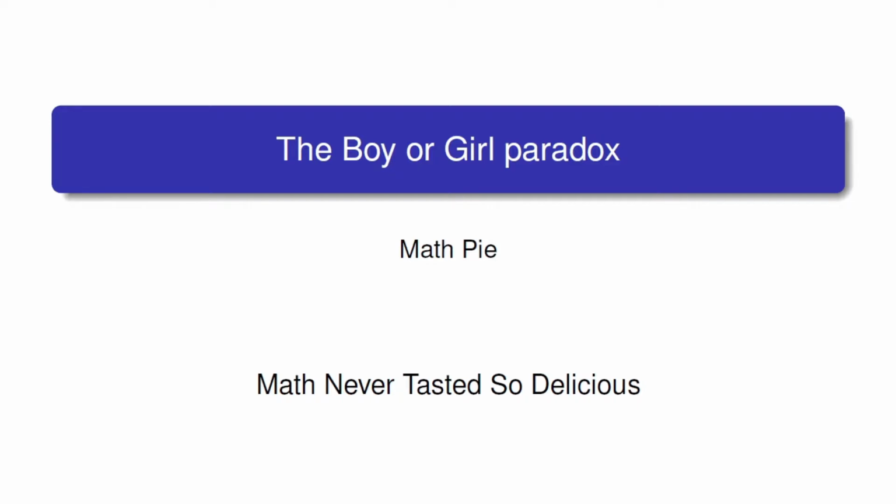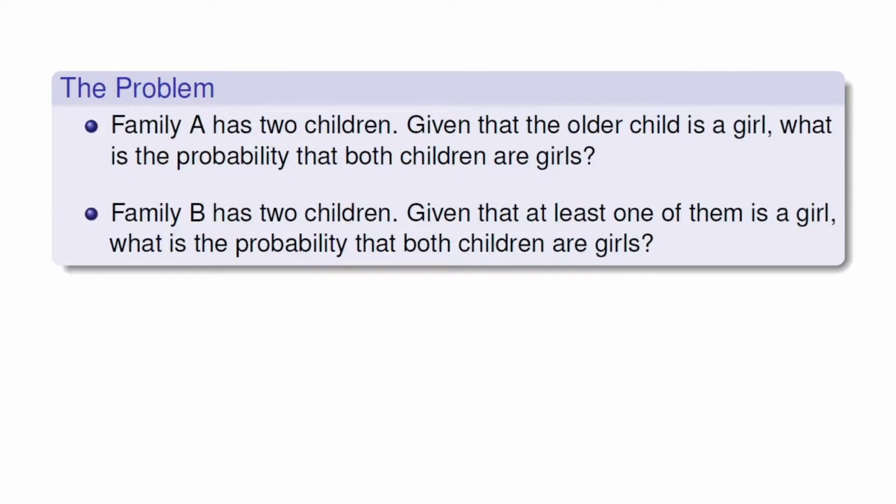Well, today we are going to talk about a very famous paradox, the boy or girl paradox. Here is the problem. Family A has two children. Given that the older child is a girl, what is the probability that both children are girls?